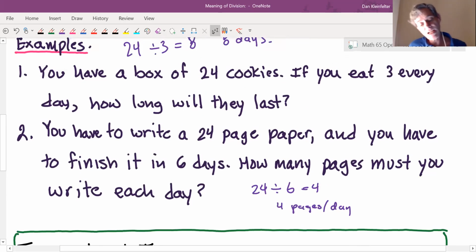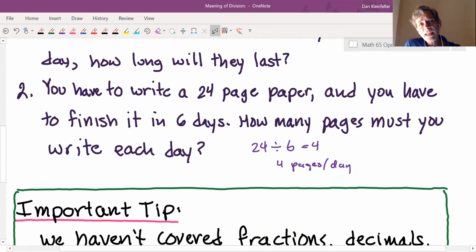Okay, in the first case, we had 24 of something, and we put it into a known group size, a known number of cookies every day. And we wanted to know how many chunks we'd get, how many groups. In the second case, we had a whole amount, again, it was 24, and we're putting it into a fixed number of groups. That is the 6, and we want to know how big each group would be. Okay, so once again, it's going to be division.